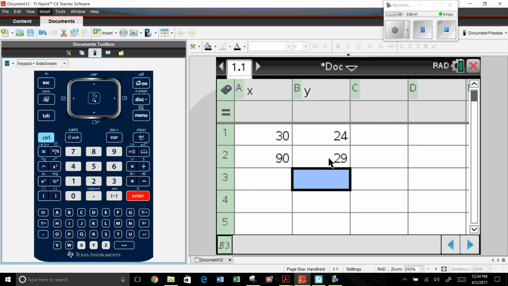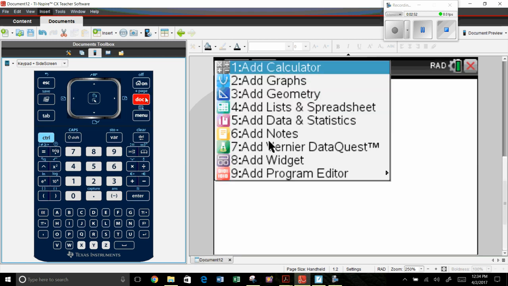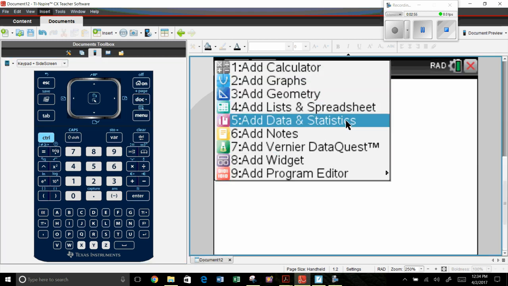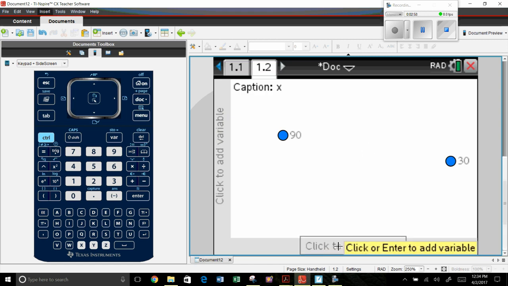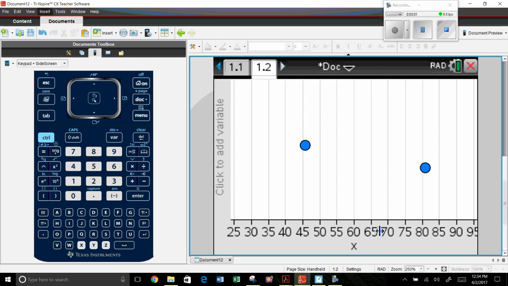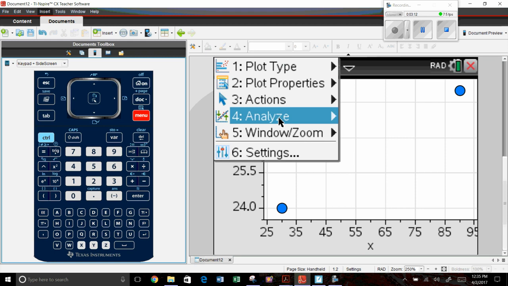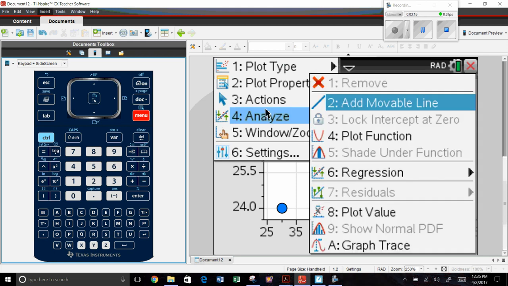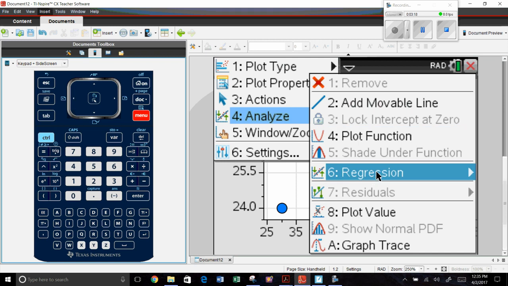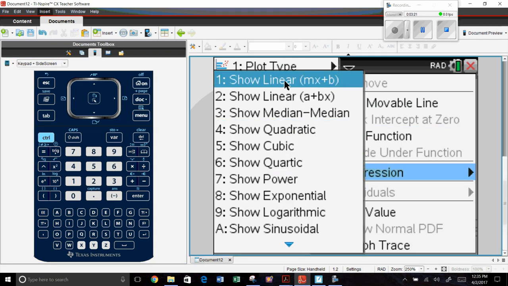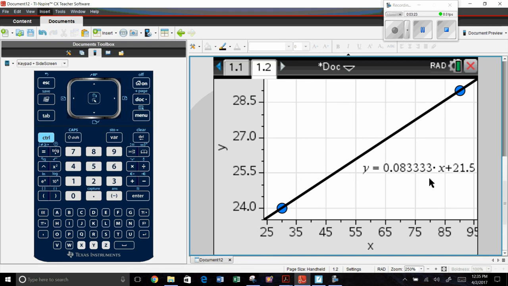So what we can go ahead and do here is, let's do DNS. So we're going to do Control Doc. I want DNS, data and statistics. So here are my points. This axis, I'm going to label that one as X, because X goes side to side. This axis, I'm going to label that one as Y, since it's going up and down. So I have my two dots forming a straight line. So when I do my regression, we are going to choose a linear function. So we're going to go to Analyze. We want regression. And since it is a straight line, we want linear, mx plus b. So there's my answer right there. That is the equation of my line. So let's write that down on our paper.